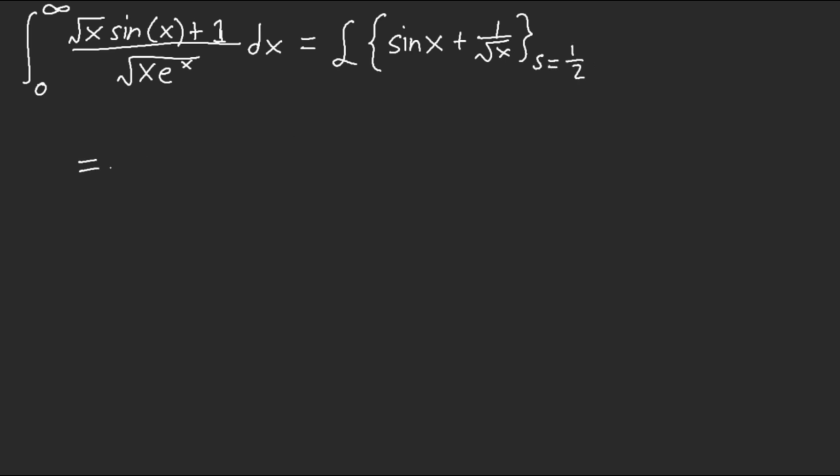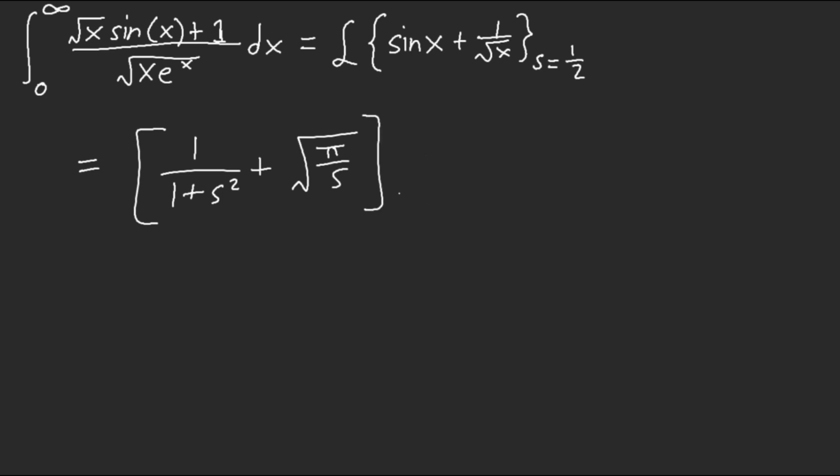So now the Laplace of this is 1 over 1 plus s squared plus the square root of pi over s, with s equal to half. So now this answer is, if we plug in a half here, that's like 1/4, so it's going to be 4/5 plus, and then with a half here, it's just the square root of 2 pi.